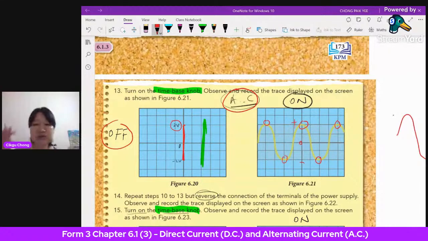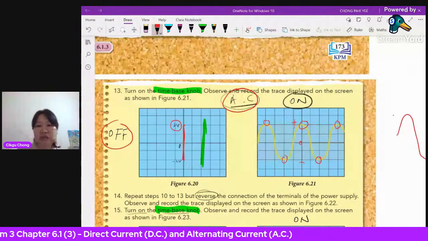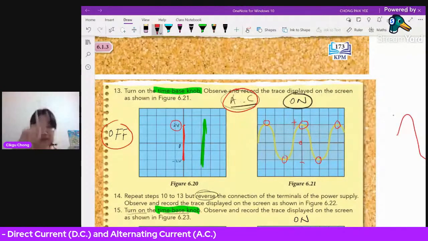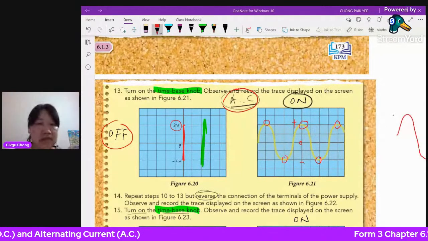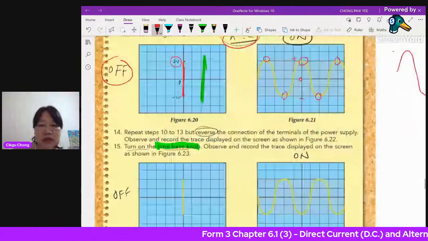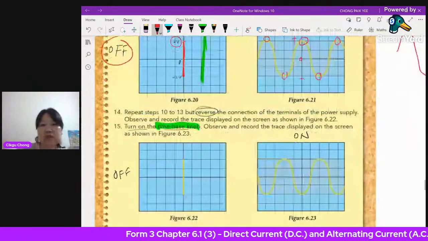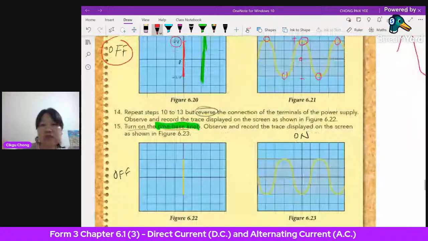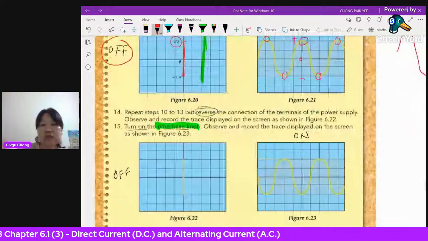Okay, this is called a sine wave, S-I-N-E, sine, sinus. You learn that in maths in Form Four. You see the sine pattern. So now what happens if I reverse the direction? Now again, whatever is positive and negative, right? Now I switch the wire around, I reverse the direction.